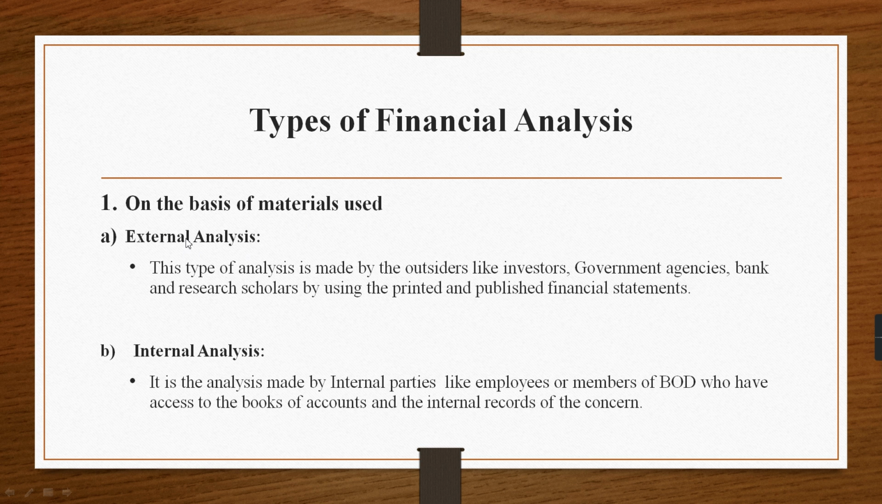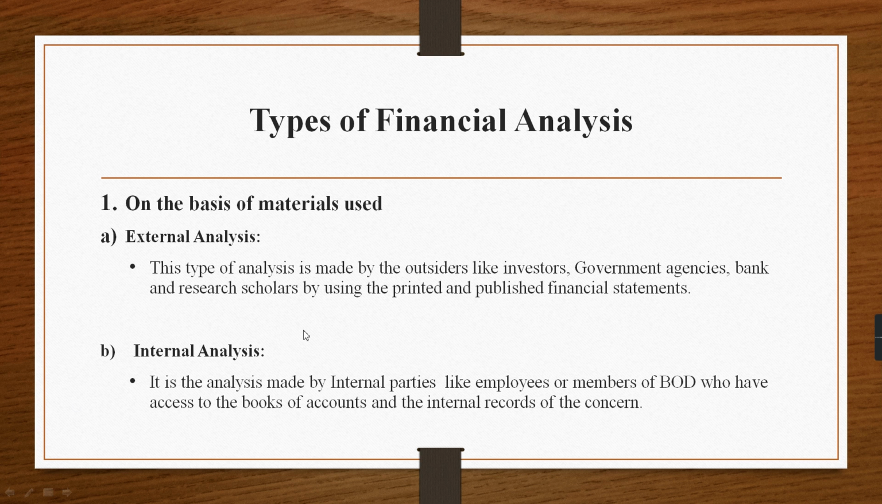The first classification under the materials used is external analysis. So what is external analysis? Whenever the published financial statements of a business concern are used by outside people of the business for the purpose of financial analysis, it becomes external analysis. This type of analysis is made by outsiders like investors, government agencies, banks and research scholars by using the printed and published financial statements.